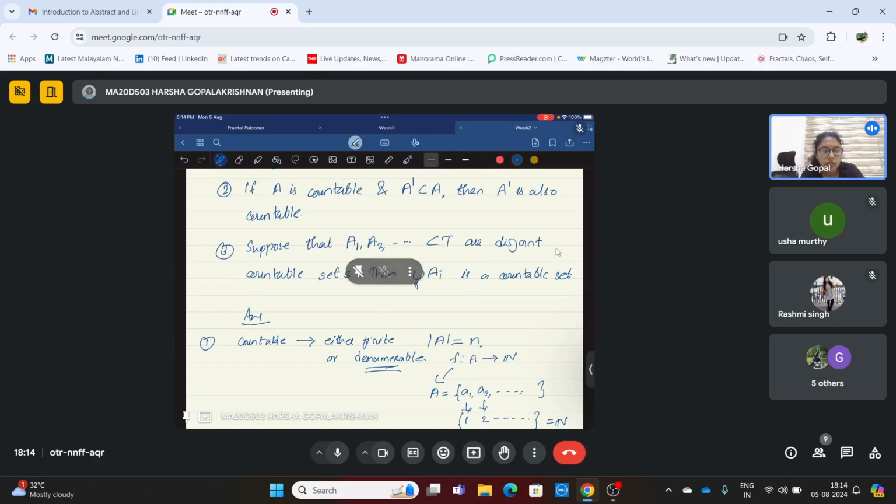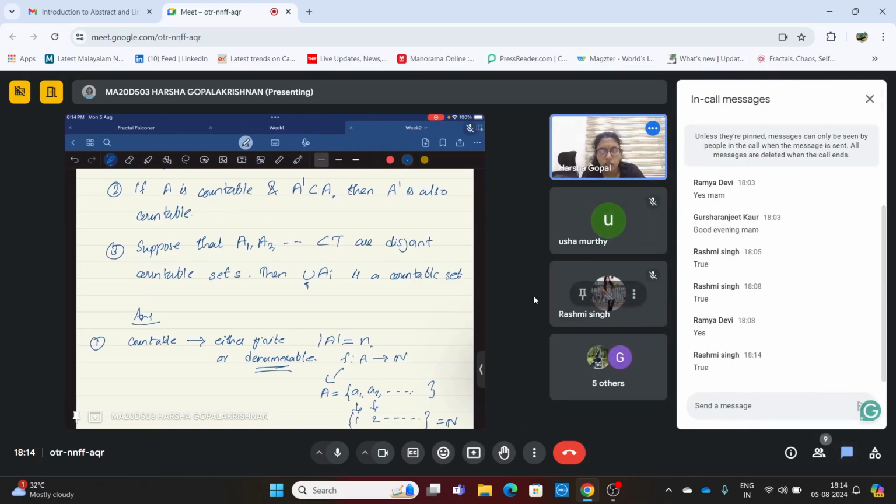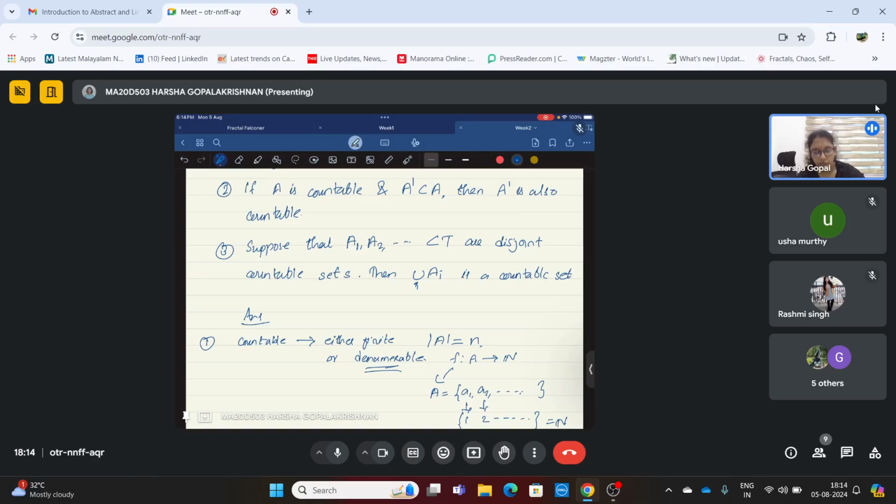Any answer for this third question? True. Can anyone explain also? Because we are taking a countable union of countable sets. Union of Ai means it is like a countable union, and each Ai itself is countable. So we are listing countable sets together. How will the bijection be possible there? If it is countable, this union of Ai should have a bijection with N. Correct? Let us see how it will work.